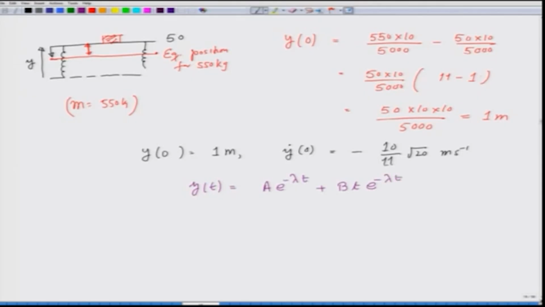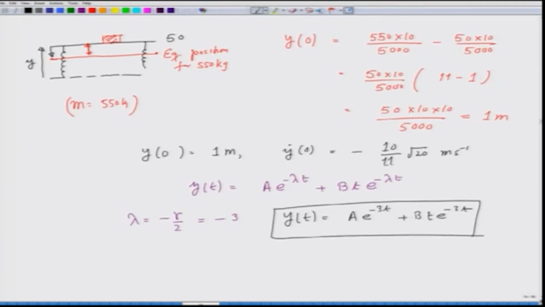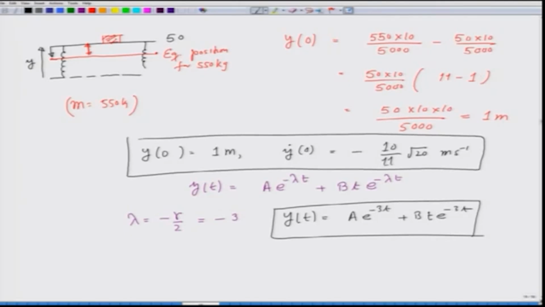In critically damped, lambda is the same, and what is the value of lambda? Lambda is equal to nothing but minus gamma by 2, which in this case will come out to be minus 3. So, I have y t is equal to a e raised to minus 3 t plus b t e raised to minus 3 t, and I also have these two initial conditions, and therefore, I can solve for the motion.